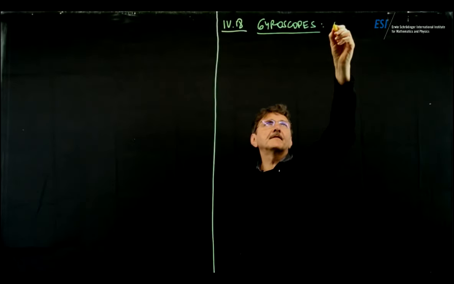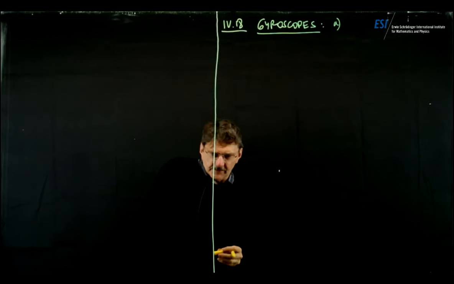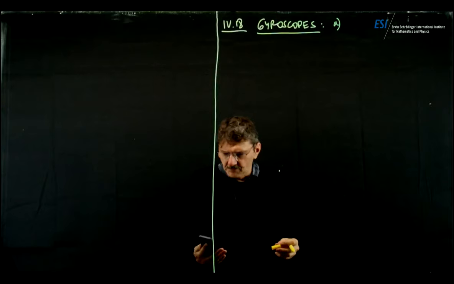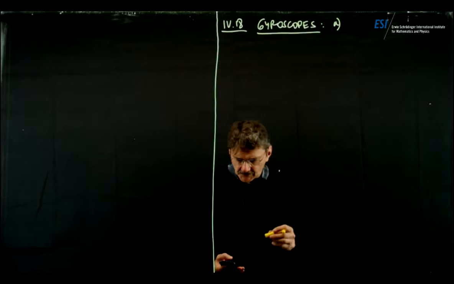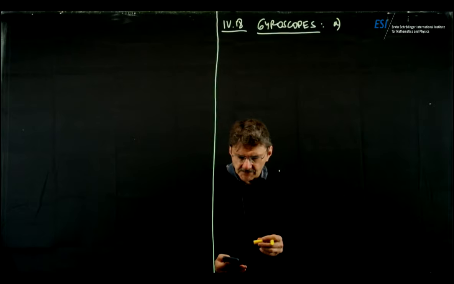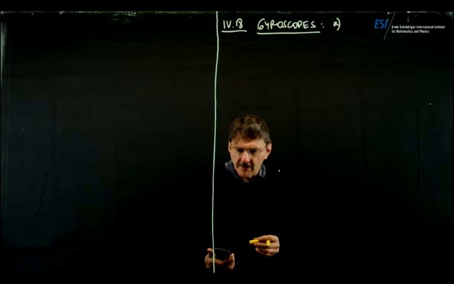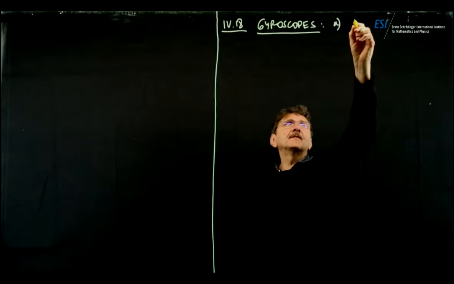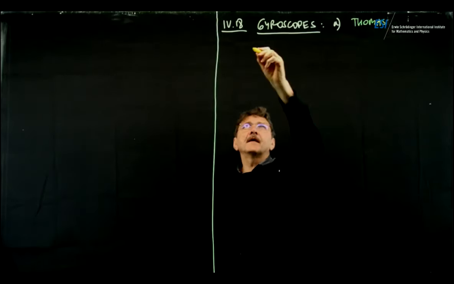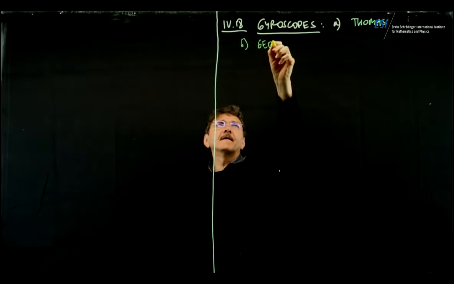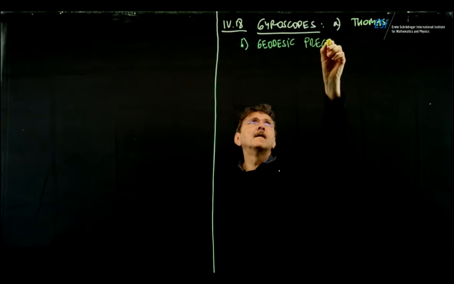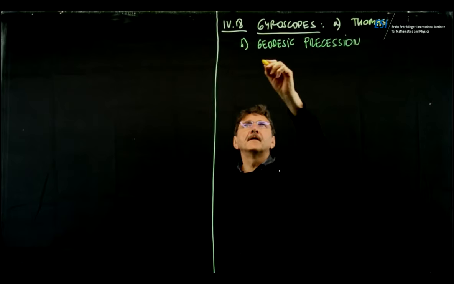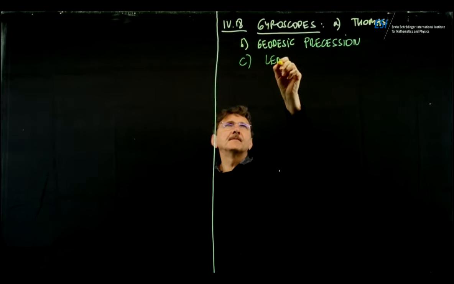And there are three things here. Because we don't have much time left, I'm going to do all three of them in one go. We're not going to do separate sessions. We're not going to do details, but at least I'm going to explain roughly what's happening. The first is Thomas, the second would be geodesic precession, and the third would be the Lense-Thirring effect.